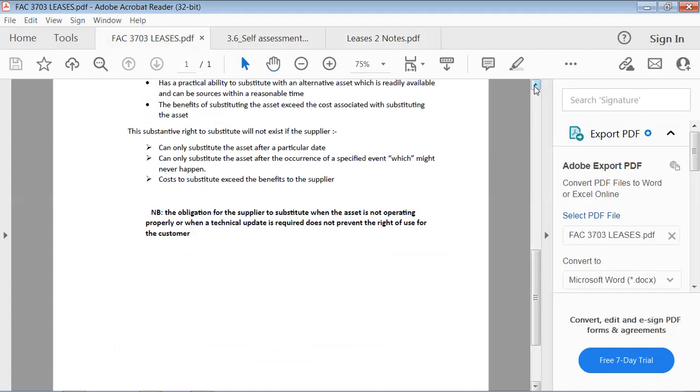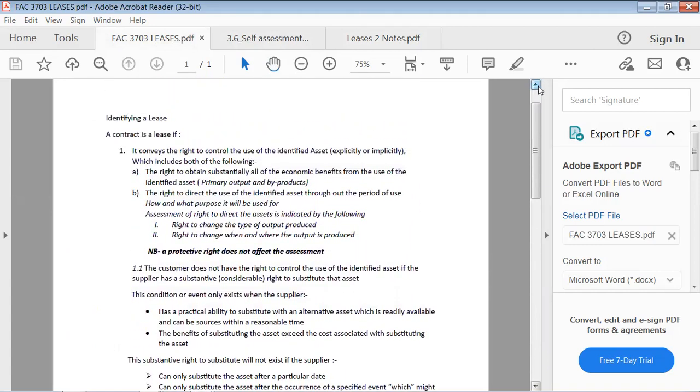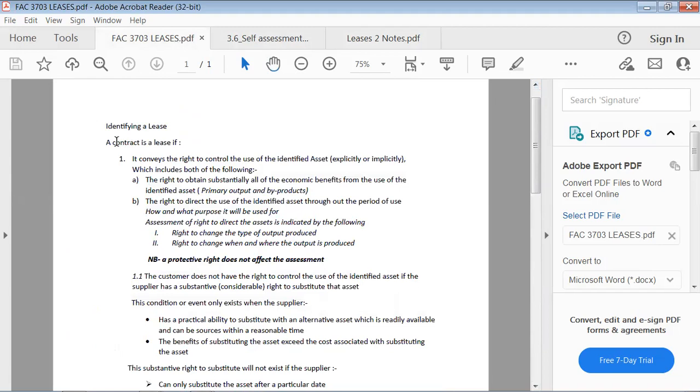Okay, so they are the notes. It says a contract is a lease if, one, it conveys the right to control the use of the identified asset. The asset can be explicitly stated in the contract, or implicitly. Sometimes it is not clear. And then we are saying that this includes both of the following.